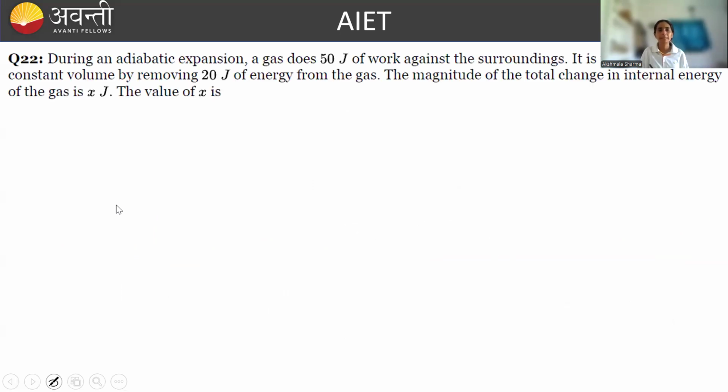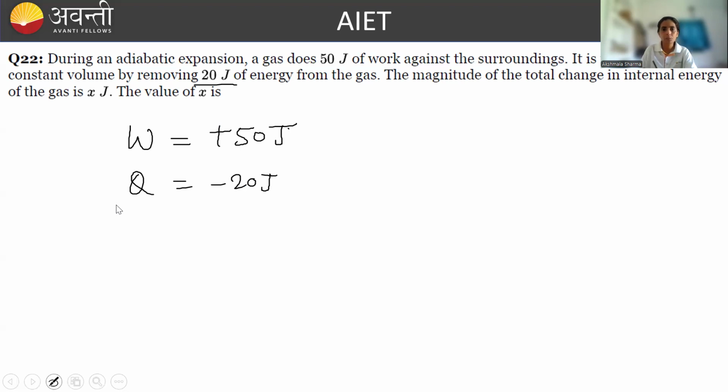Now, during an adiabatic expansion, a gas does 50 joule of work. So work done by the gas is taken as what? Work done on the system is taken as negative. Work done by the system is taken as positive. So this is plus 50 joule. It is then cooled at constant volume by removing 20 joule of energy. So when you are adding, the energy is positive; when you are removing, it is negative. So Q is here -20 joule.